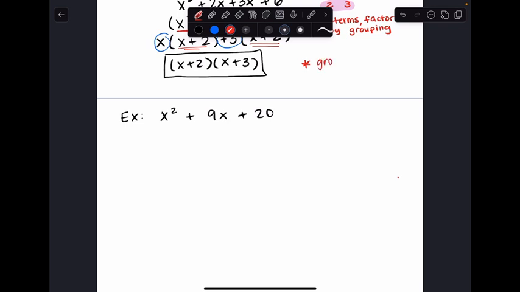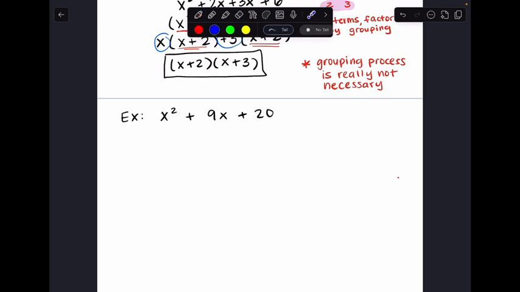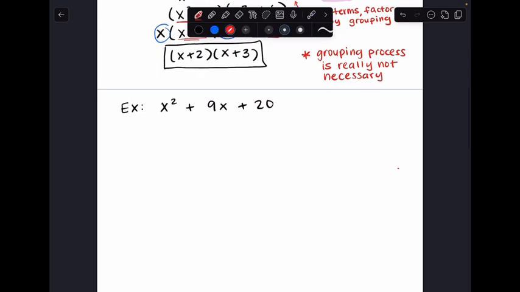The grouping process isn't always necessary. The grouping process is really not necessary every time you have a trinomial. Now, if you have a polynomial with 4 terms, yes, you're going to have to use it, but you do not need to do grouping every single time you have a trinomial like this. So here are some steps that you could follow when you're given just a trinomial, a way quicker way to do it.